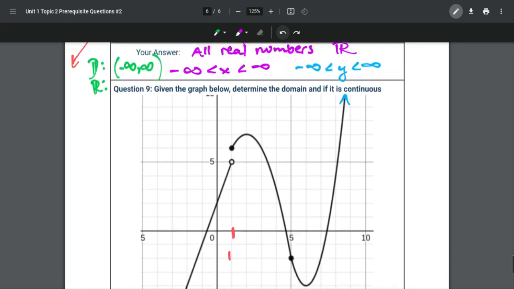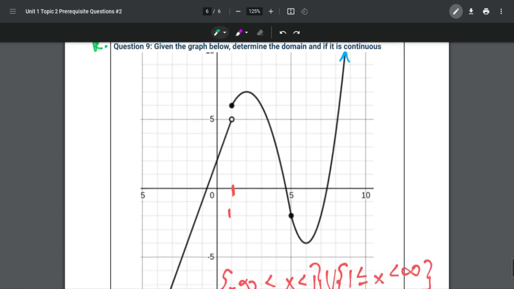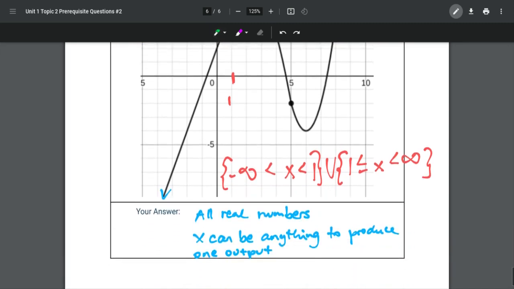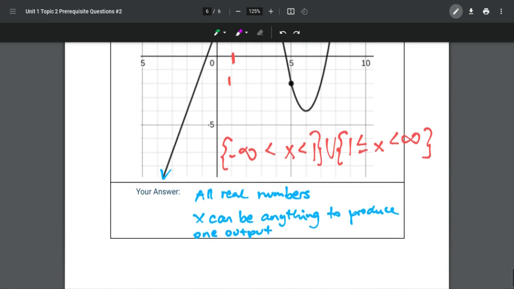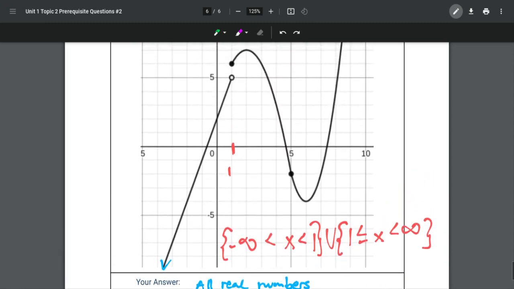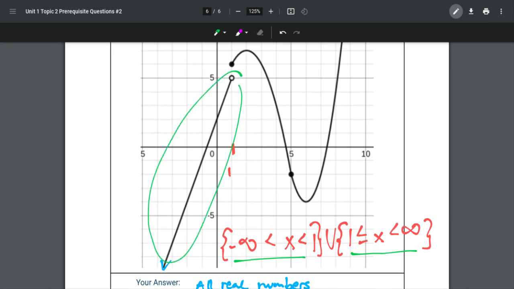All right, this one is quite interesting. X could be anything, all real numbers. Any x will produce an output. However, here I have something else for you that you could look at. Like in pre-calculus more and later in algebra 2, you would want to possibly show the domain for each piece, for this one and then for the rest of it.